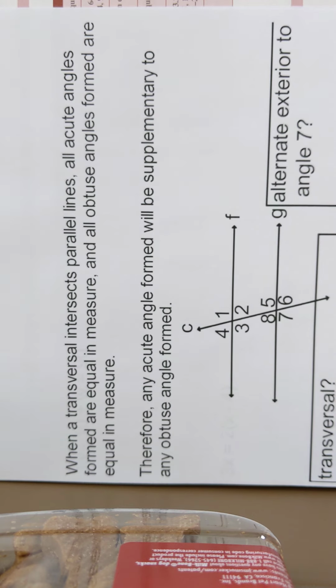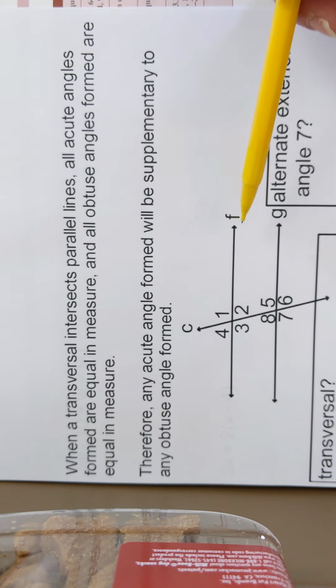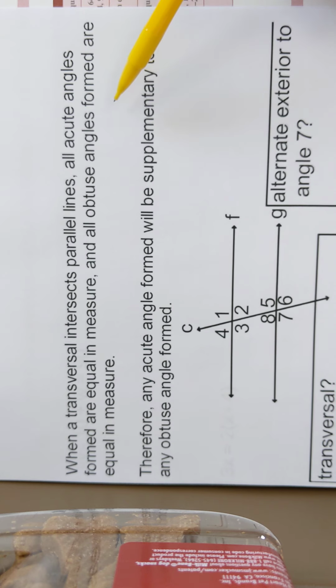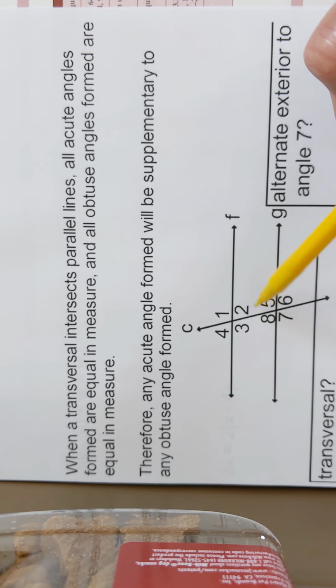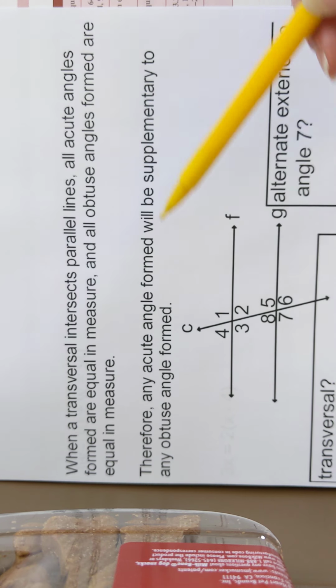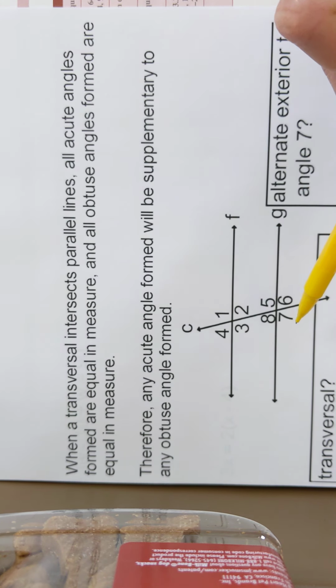So what do we gain from knowing the alternate exterior angles, the alternate interior angles, and the corresponding angles? Well, when a transversal intersects parallel lines like lines F and G, all of the acute angles formed are equal in measure. So all of the acute angles, angle 4, angle 2, angle 8, angle 6, are equal in measure. And all of the obtuse angles formed are equal in measure. So angles 1 and 3, 5 and 7, all of those obtuse angles are going to be equal as well.